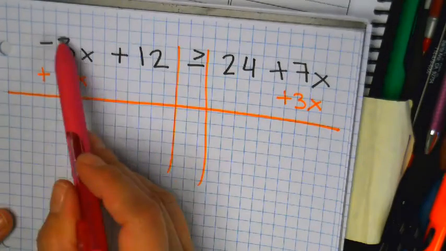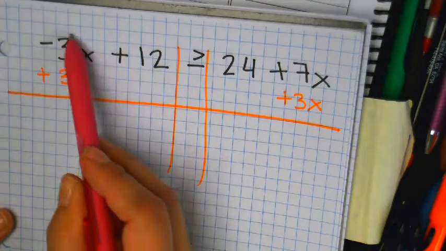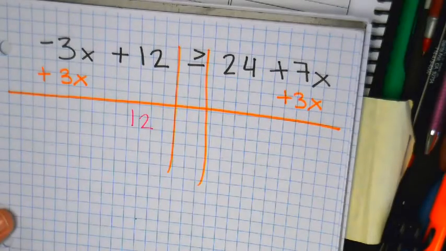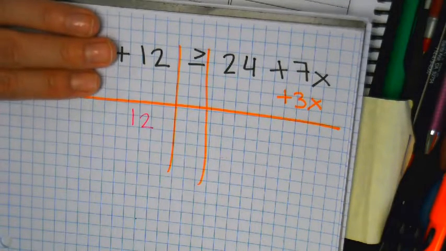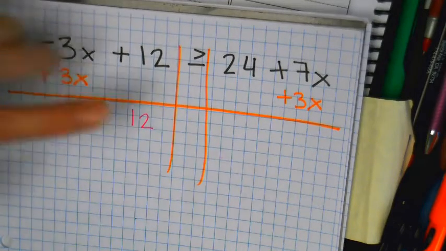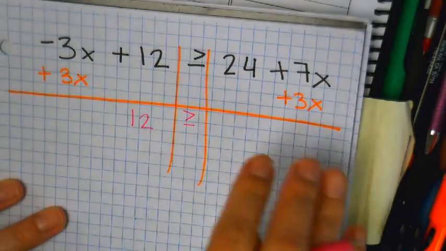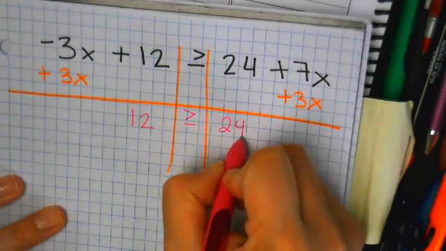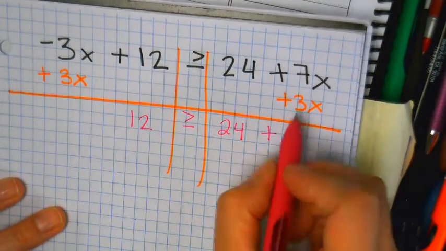So this right here becomes a 0. It eliminates, goes away. So we're left with 12. This becomes a 0. And since this is a plus, we're cool, we just leave it alone. Greater than or equal to. On this side, we do the math. We have 24 plus 7x plus 3x, 10x.